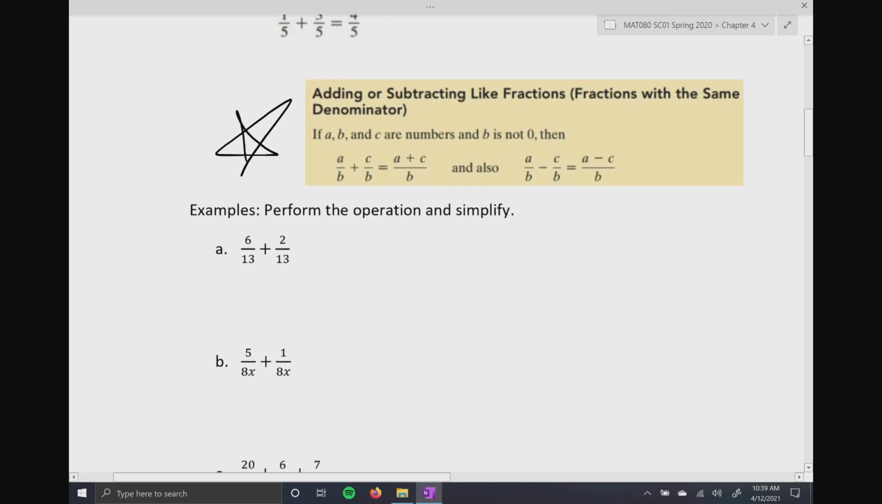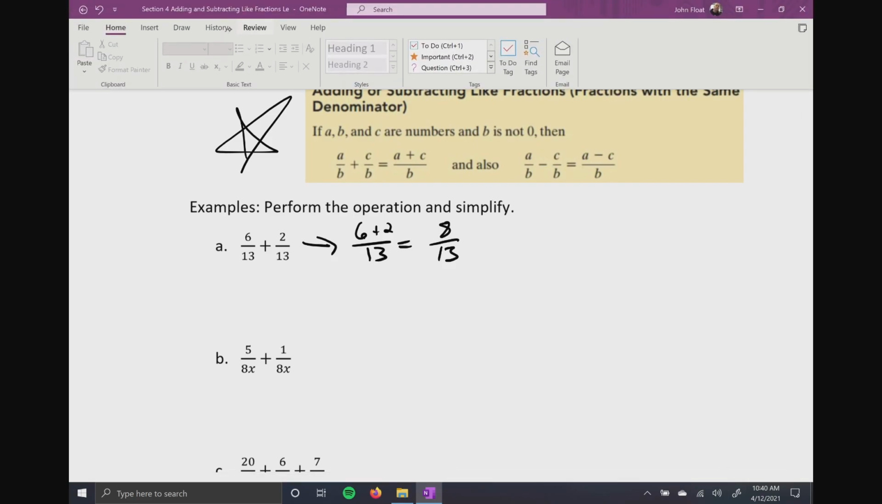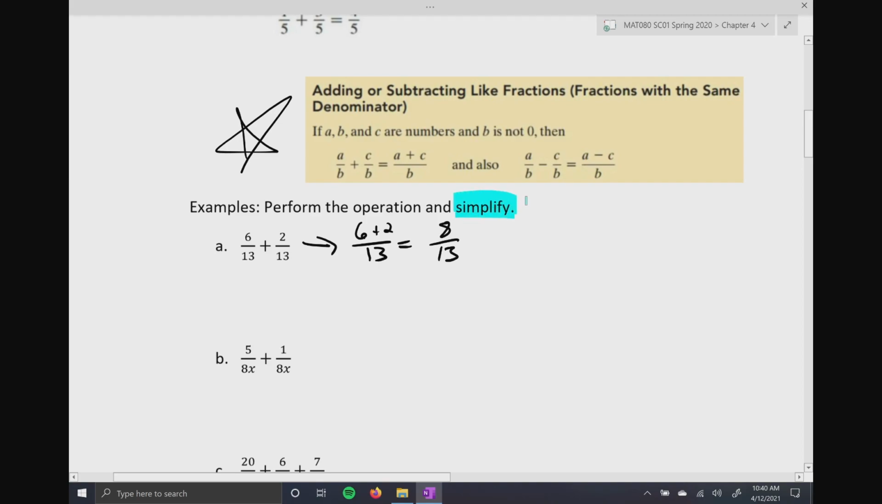So if we look at letter A, notice they both have a 13 for a denominator. So the easiest way to do this is just to rewrite it. So you have 6 plus 2 in the numerator. And we know 6 plus 2 is 8. The last thing, and I'm going to highlight it in the directions, is you always want to make sure that you're simplified. Since 13 is prime, I know that's it. 13 does not reduce with 8. So 8 over 13, call it a day.